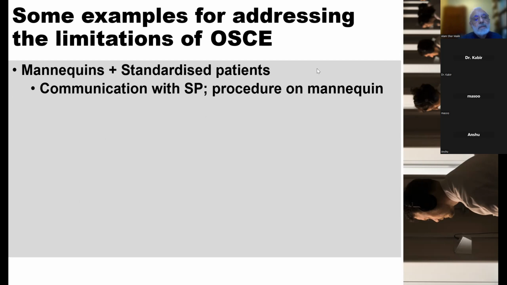One is that we can have a combination of mannequins and standardized patients. For example, when we were talking about the pap smear, there is a female standardized patient, and the student explains the procedures and answers the questions of the standardized patient, but performs the procedure on the mannequin. In this way, we can address some of the limitations. For example, now we are not doing only the skill, but we are looking at the competence and bringing it as close to reality as possible.